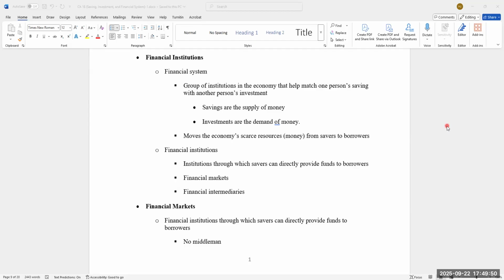A bank is one type of financial institution. You and I, we put money in there. Okay, that's our savings that we put in there. And that's the supply of the money. In investments, companies go to the bank and borrow money. They're demanding money. Okay. And that's the investment.